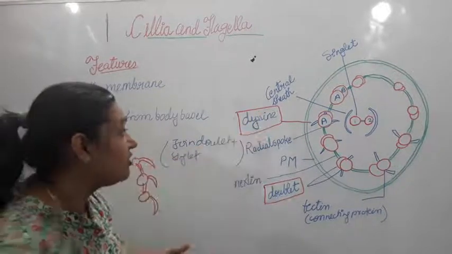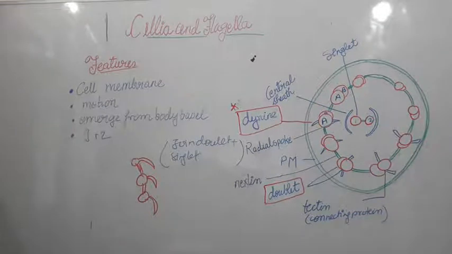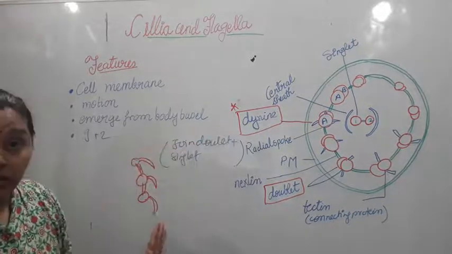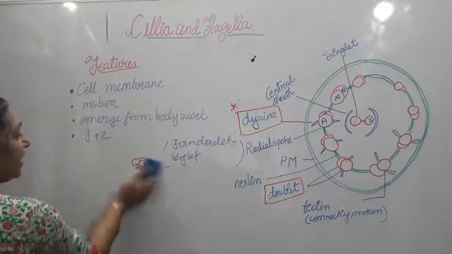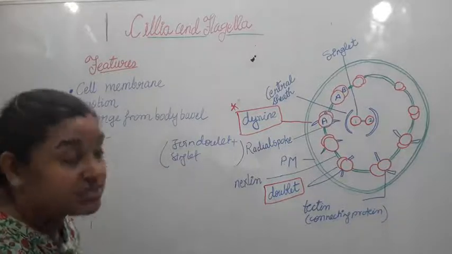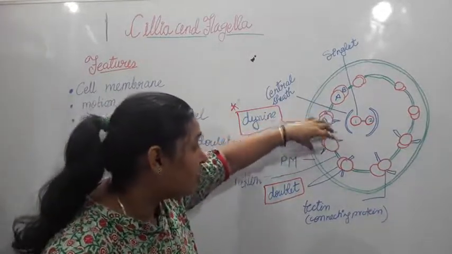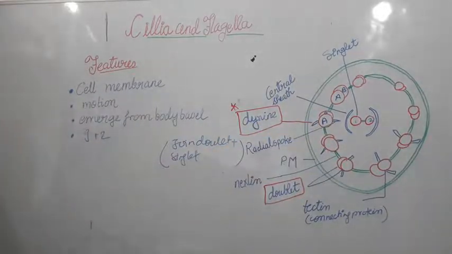Okay, so this is a star-marked question, which is very important: which part helps in the movement in the flagella? It is always dynein. Alright, now let us see what the composition of the doublet is, how these doublets are made. Alright, so now let's start this.